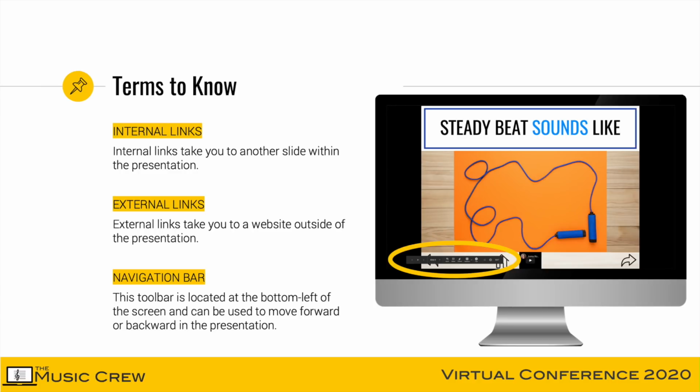Now, if the presentation has only external links, and those are the links that take you to a website outside of the presentation. An example of that would be if they clicked on the musical chalkboard in the mansion, they would be taken to Chrome Music Lab, which is a website outside of my presentation.